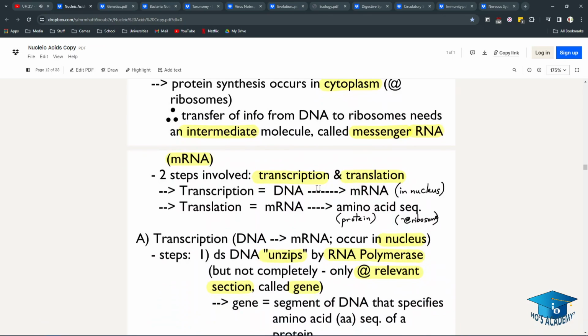So glutamate is coded for by GAG, which causes a normal red blood cell, but a substitution of one base only, into uracil, causes valine, which causes this sickle cell shape.